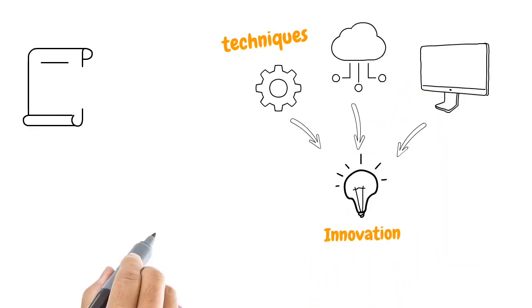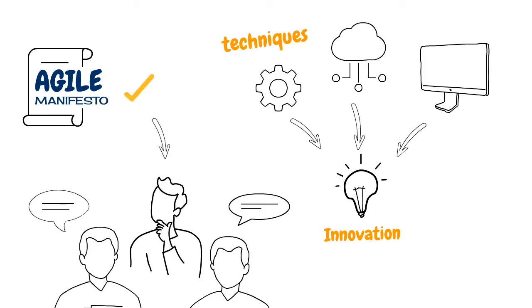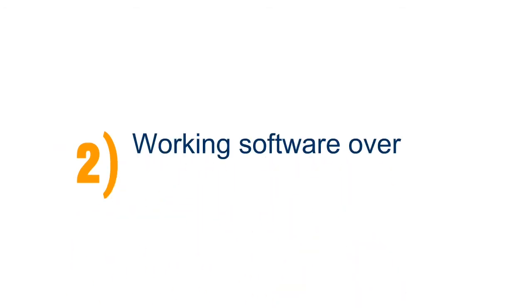The Agile Manifesto says that we should focus more on having competent people working together effectively. Processes and tools are not harmful, but don't use them unless they make things easy and effective. Working software over comprehensive documentation.